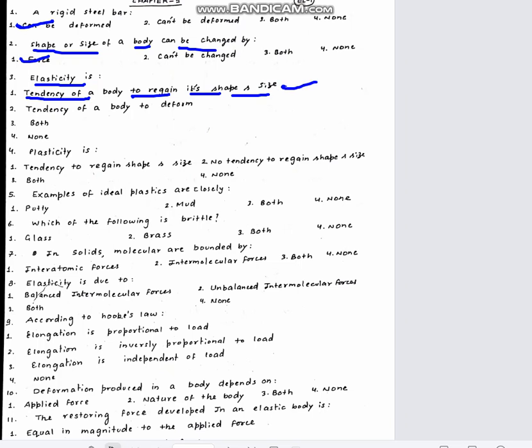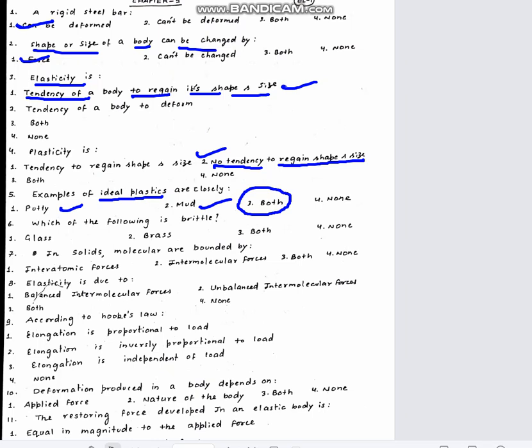Next is, plasticity is no tendency to regain shape and size. So second will be correct over here. Next is, examples of ideal plastics are closely. So both putty and mud are close to ideal plastic. So option 3 will be correct over here.